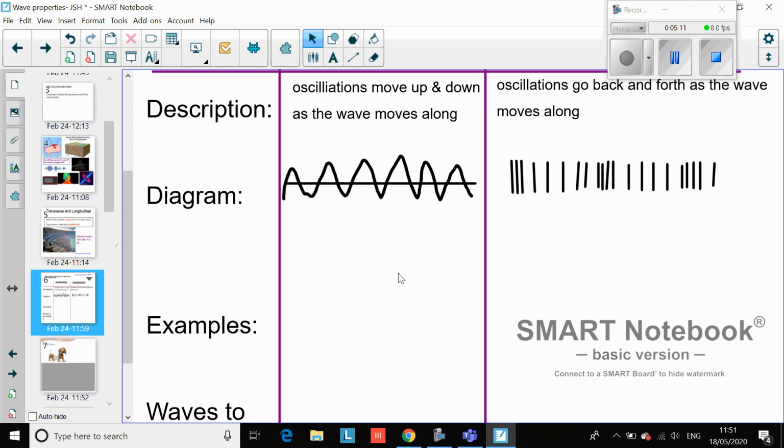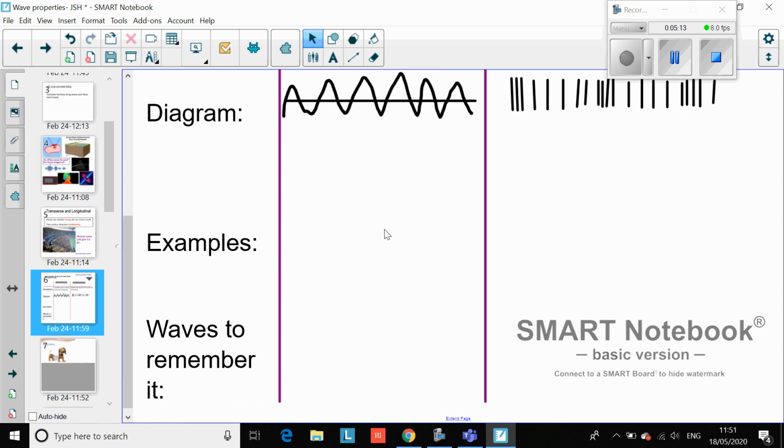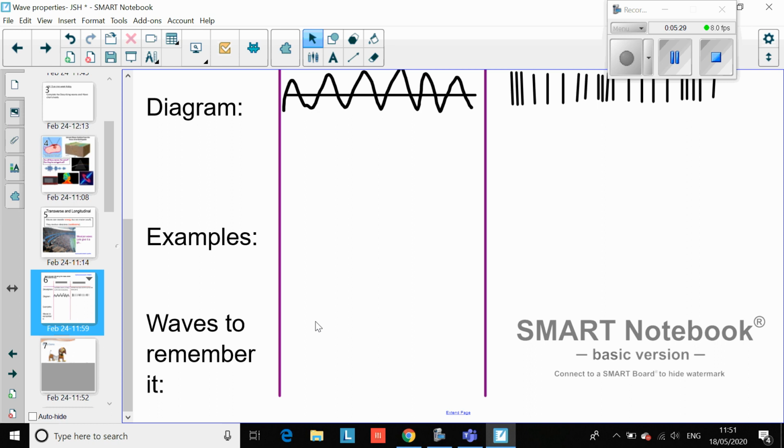Okay, so the rest of these you can fill in yourself. So examples, okay. You should have got that from the video. Things like light would be in here, but sound would be over here. But there are other examples I want you to get. And then I want you to think of a way of remembering which is transverse and a description of longitudinal. Okay, so if you didn't quite finish filling this in, pause the video once more and fill that in, please.